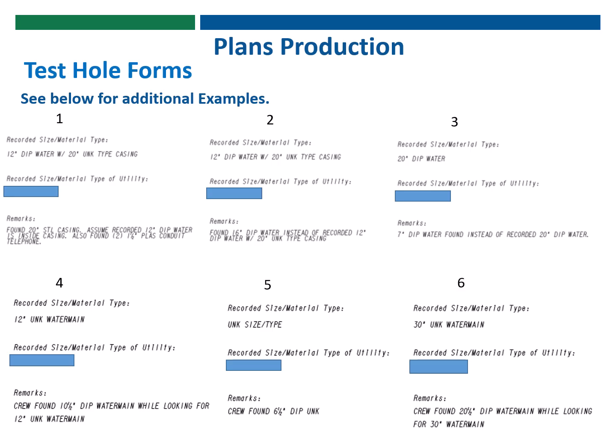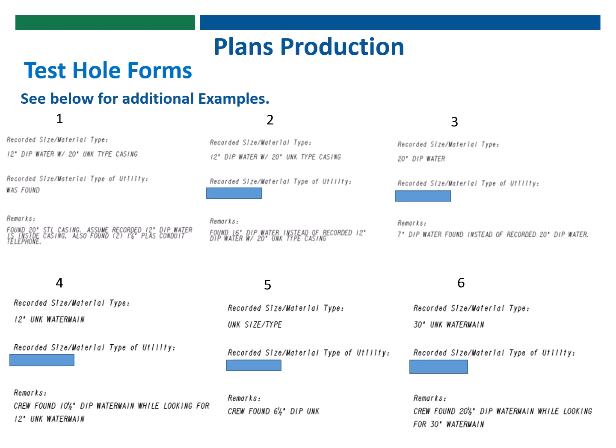We're going to go over some additional examples. Number one, a 12-inch ductile iron water with a 20-inch unknown type casing was the targeted facility. The crew remarks state that they found a 20-inch steel casing. Assumed recorded 12-inch ductile iron water was inside the casing. Also found 2.5-inch plastic conduits for telephone. The result was that the facility was found because they found the same size steel casing that was recorded in the targeted facility.